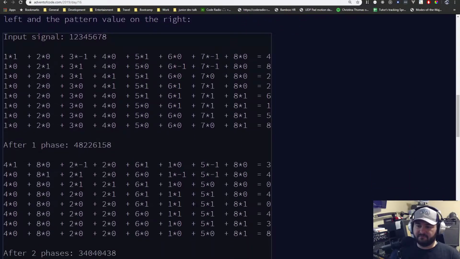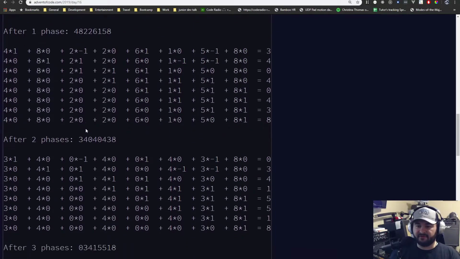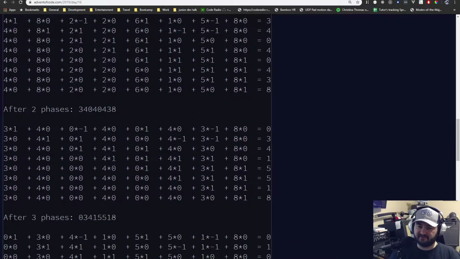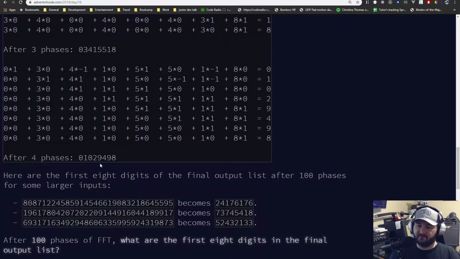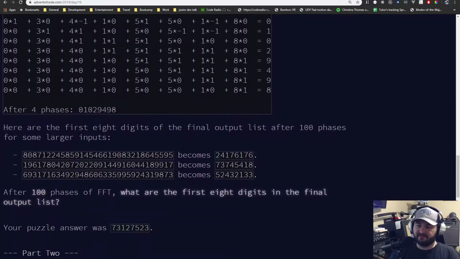So your challenge is to calculate after 100 of these, so loop over this 100 times, and figure out what the input signal is going to be after 100 phases. So they give you some moderately larger signals. They say like, okay, after 100, this becomes this.